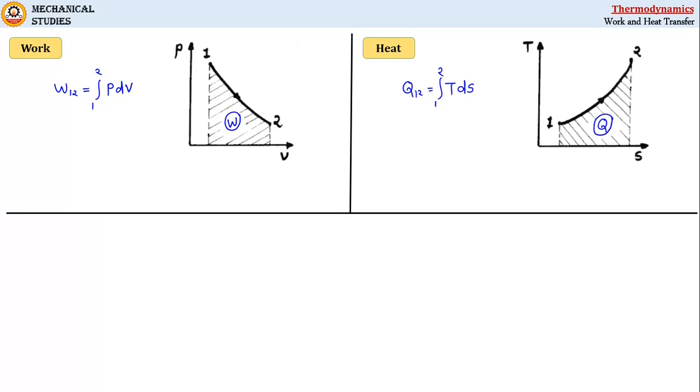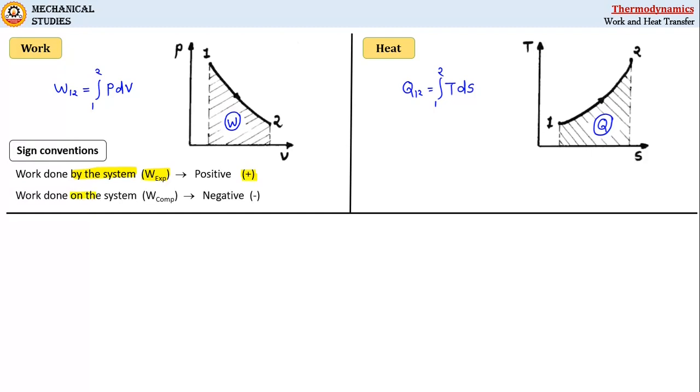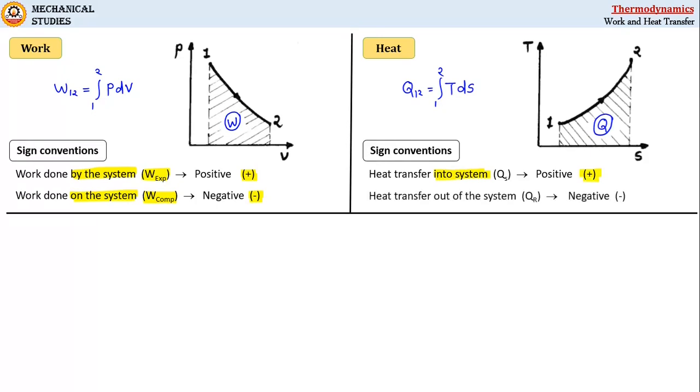If we look at the sign conventions of work, work done by the system, that is work of expansion, will be considered as positive, whereas work done on the system, that will be work of compression, will be considered as negative. Whereas in case of heat, heat transfer into system, that will be called heat supplied, will be considered positive, and heat transfer out of the system, that will be called heat rejected, will be considered as negative here.